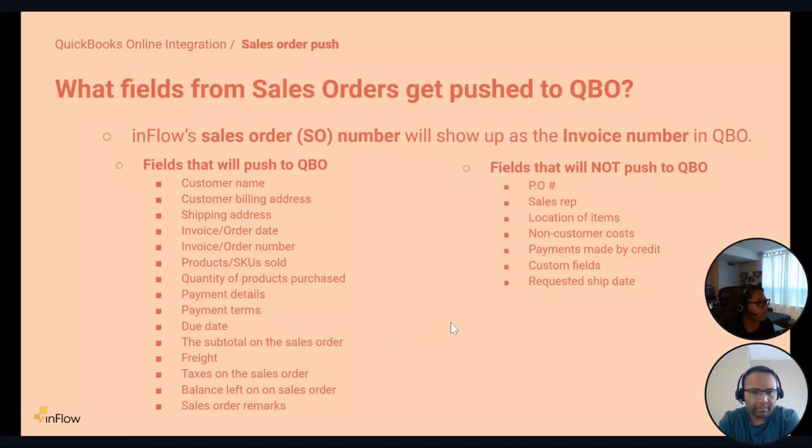We won't go through every single one of these fields, but this is just a list of fields from sales orders that get pushed to QBO. As I mentioned, the sales order number will show up as the invoice number in QBO. There are a lot of fields that do push to QBO. That whole list is here for you. We also have it listed on our knowledge base online. James has just linked that for Laura actually in the chat.